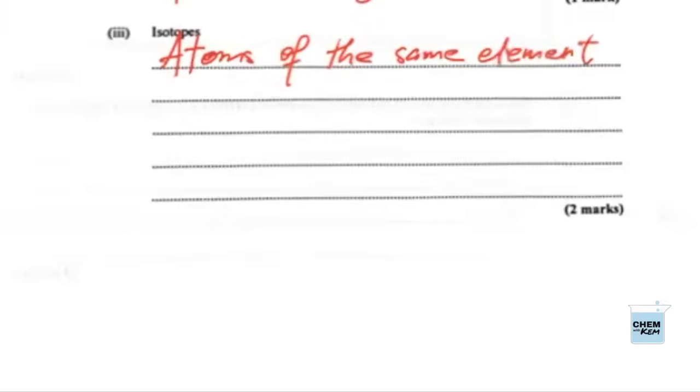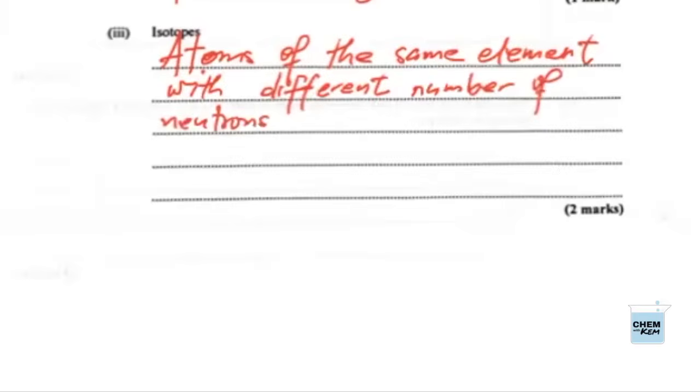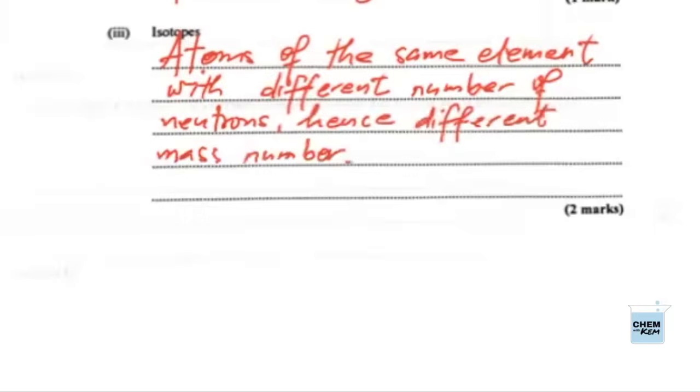And then we're being asked in part 3 to define isotopes. So isotopes are atoms of the same element. By same element, we mean they have the same number of protons. So atoms of the same element with different number of neutrons. So if the number of neutrons is different, the mass number would be different. So we could say hence different mass number. So there we have it, our 3 definitions.